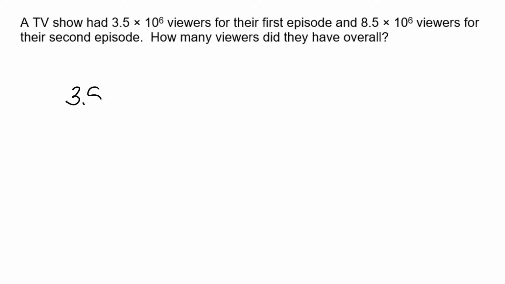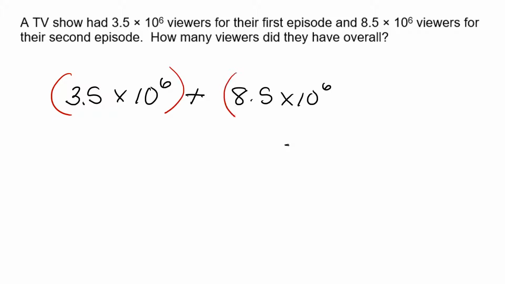So we're going to add the first episode, 3.5 times 10 to the 6th, to the other episode, 8.5 times 10 to the 6th. Now, since both of these are in scientific notation, we need to use our parentheses around them. We need to type the parentheses in on the calculator when we type in the entire problem. We type it in with parentheses 3.5 times 10 to the 6th, close your parentheses, plus parentheses 8.5 times 10 raised to the 6th power, and again close your parentheses.